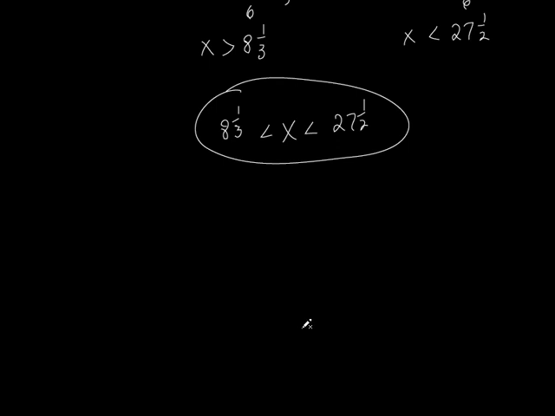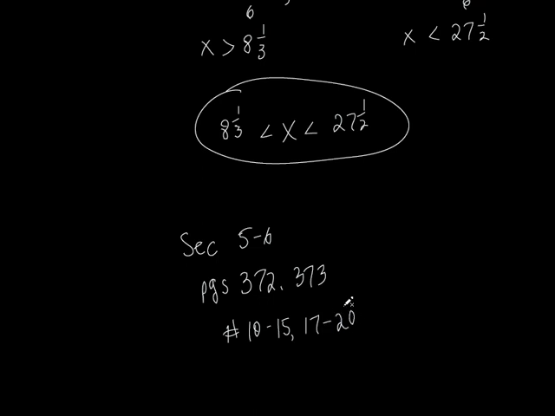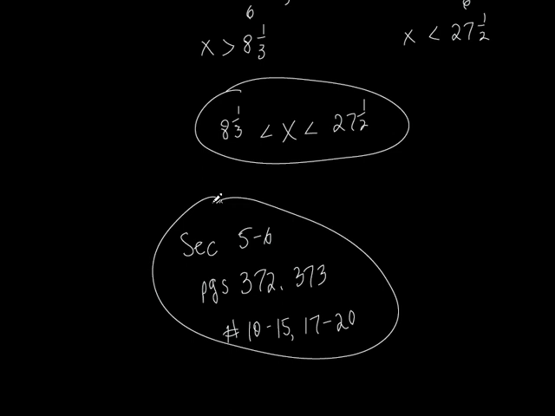Let's see. Honors Geometry. It's section 5-6, pages 372 to 373. We're going to go 10 to 15, and then 17 to 20. That's not that many. It's 8 probably. That's 9, I think, isn't it? Yeah, 5 and 4. Okay, that's it.